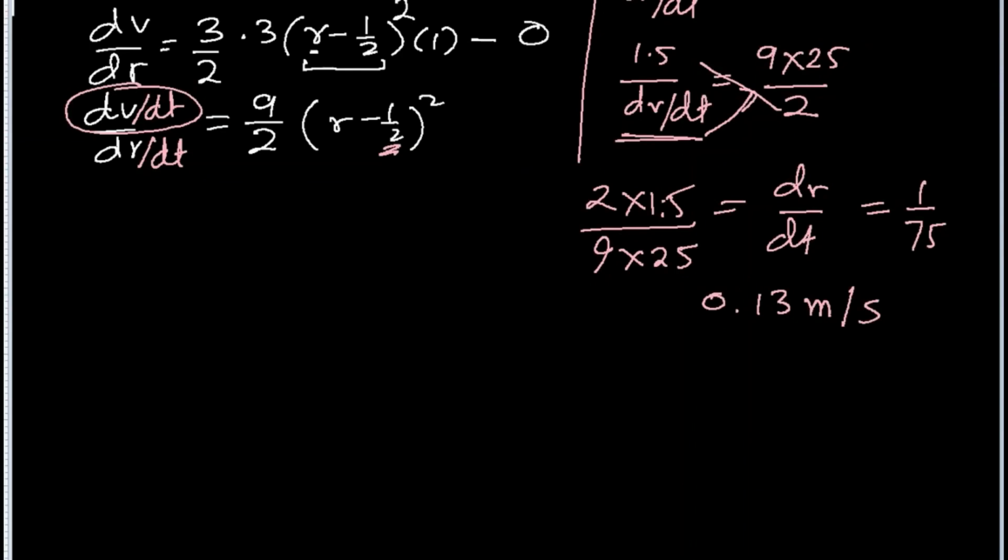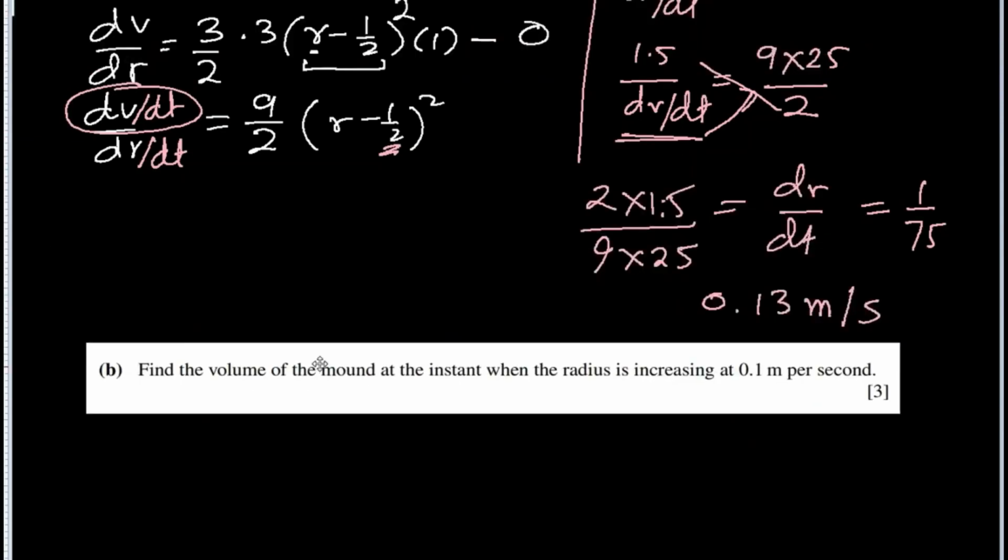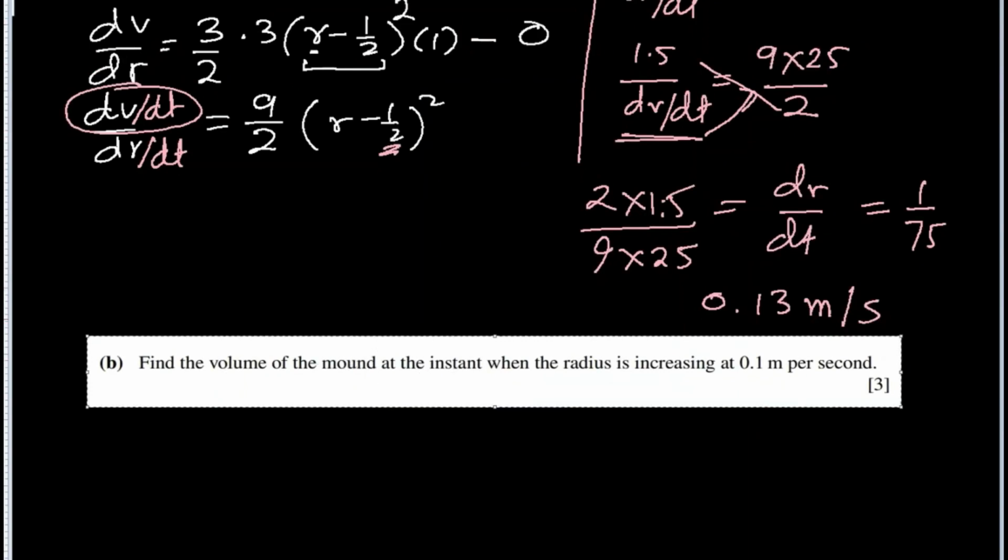Okay, so let's go to the B part of the same question, which is this. Find the volume of the mound at the instant when the radius is increasing. So dr over dt is given this time. So we'll use the same relationship which was here. So dv over dt was already given to us. 1.5 over 0.1 is given to us now. Dr over dt equal to 9 over 2. Let's write it as 4.5 for easiness.